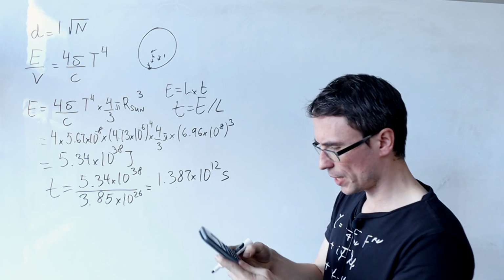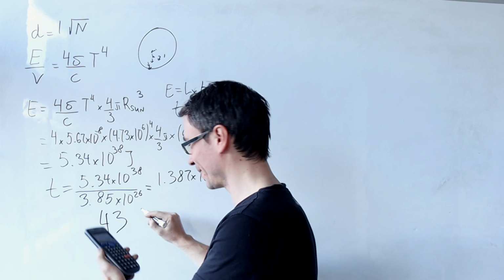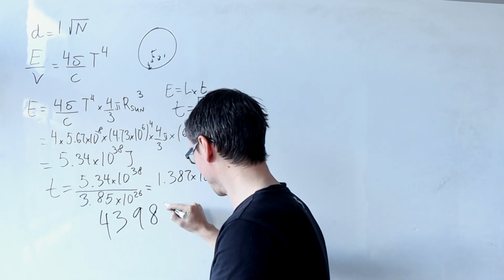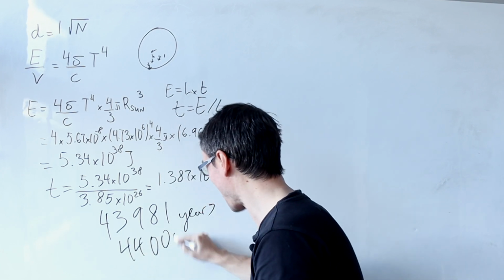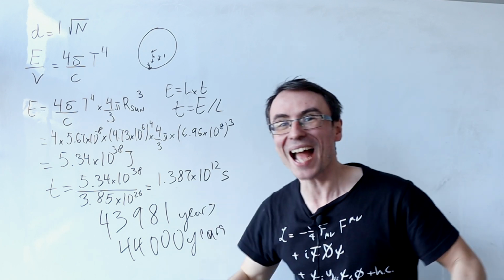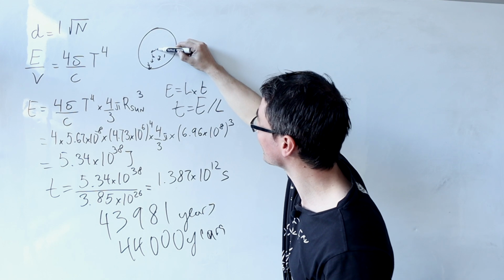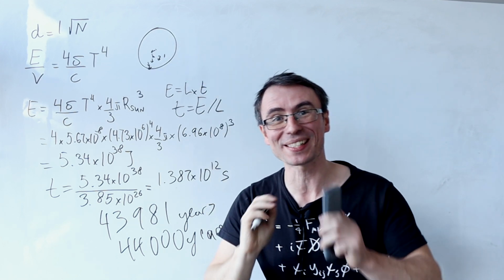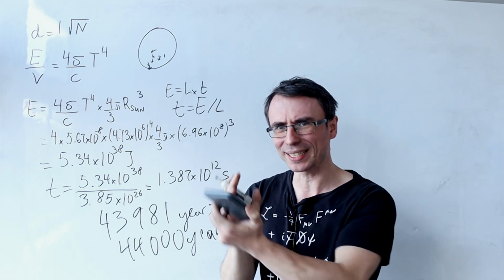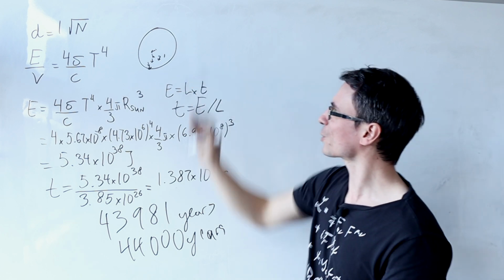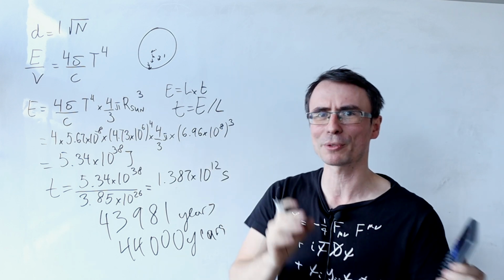Let's convert that to years. And this will give me around 43,981 years. Let's call it 44,000 years. So it actually takes 44,000 years for a photon to go from the center all the way to the surface. How incredible is that? Well, we know that light travels at the speed of light, so what's actually stopping it? Well, it's being continuously absorbed and re-emitted.